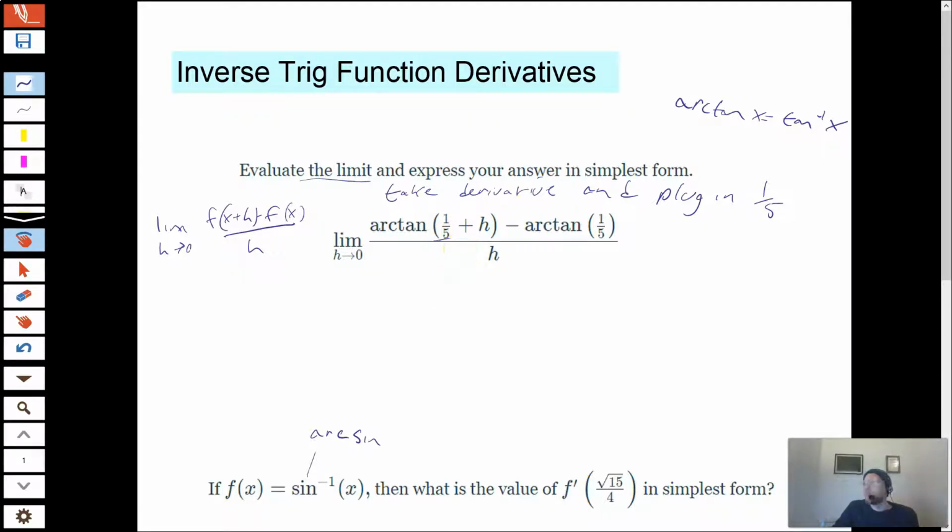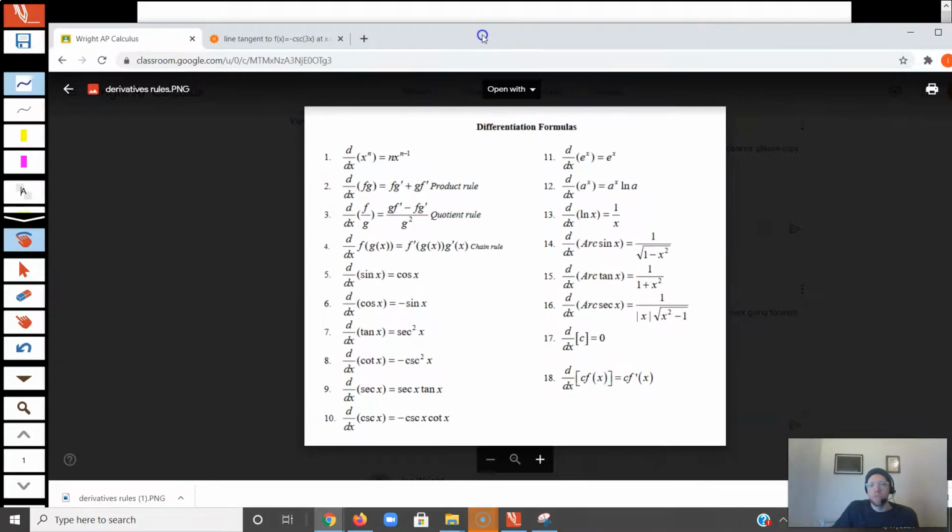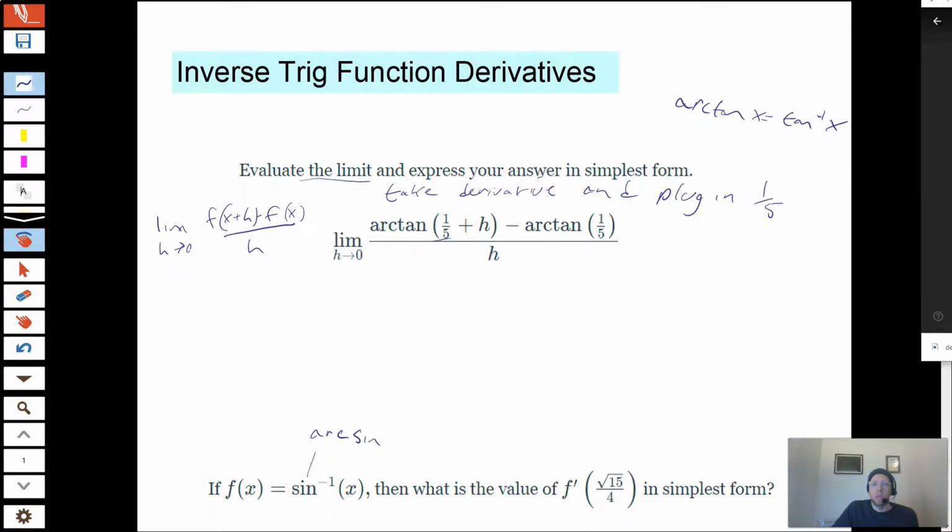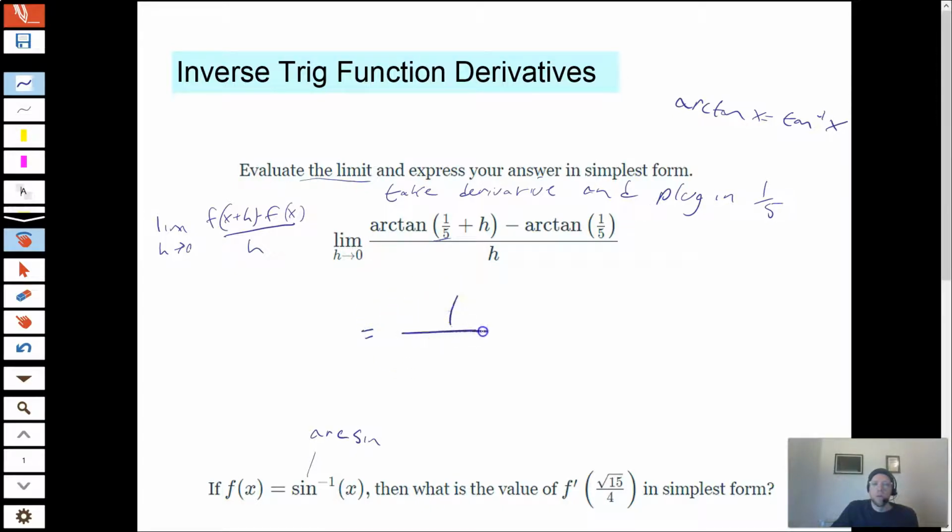So what I would do is go to my derivative rules, and arctangent is down here: 1 over 1 plus x squared. So this is equal to 1 over 1 plus 1/5 squared. This definition is useful to know because it allows us to skip all the work with the limit altogether and just use the derivative rule, which is pretty slick. So these two things are equal, and then I want to simplify it.